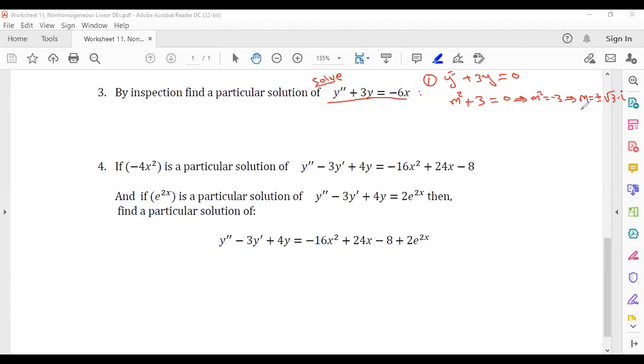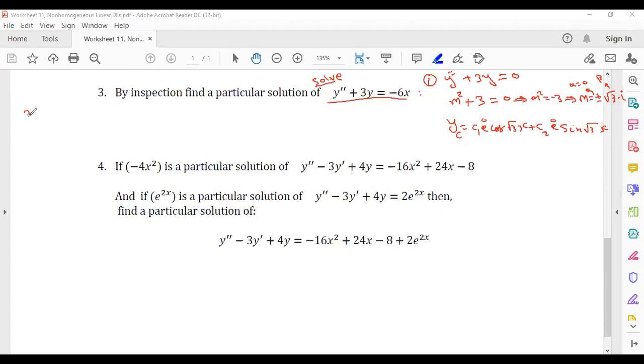Where is your alpha? 0. Where is your beta? Root 3. So I wrote in my cheat sheet that the solution now, which I'm going to call the complementary, is C1 e to the 0 times cosine beta, which is root 3x, plus C2 e to the 0x times sine beta, which is root 3x. Any question about the first step?